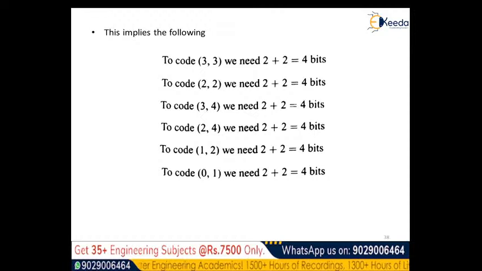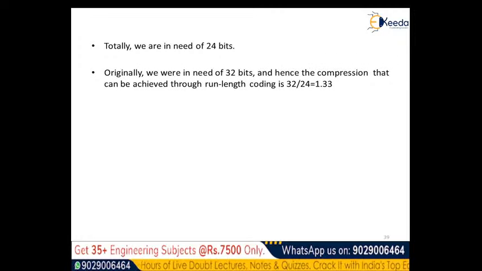See, here are the 6 types here. So 4 into 6 times, here we have the total 24 bits. So originally we needed 32 bits, and hence the compression that can be achieved through the run length coding, here we divide 32 by 24, that gives the answer 1.33.